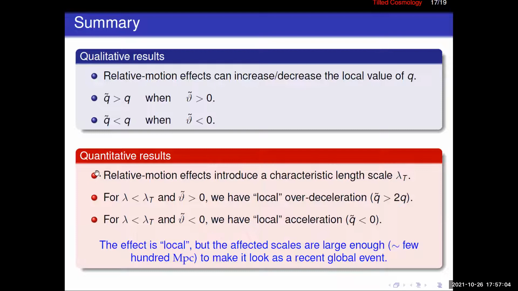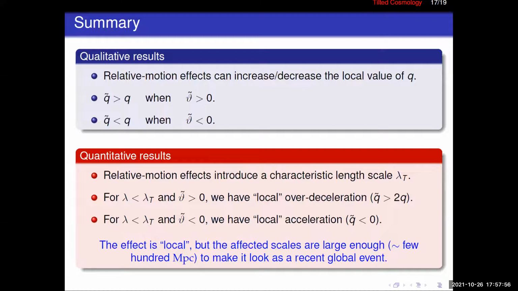And in a more quantitative manner, the relative motion effects, because of the peculiar motion, introduce a characteristic length scale, the transition scale. If the bulk flow is expanding on scales where the peculiar motion effects dominate, we have a local over deceleration, because Q there is larger than twice Q in the Hubble frame. But if it is contracting, then within this range we have local acceleration, because there the deceleration parameter turns negative. In either case, the effect is local. But the affected scales can be large enough to make it look like a recent global event.